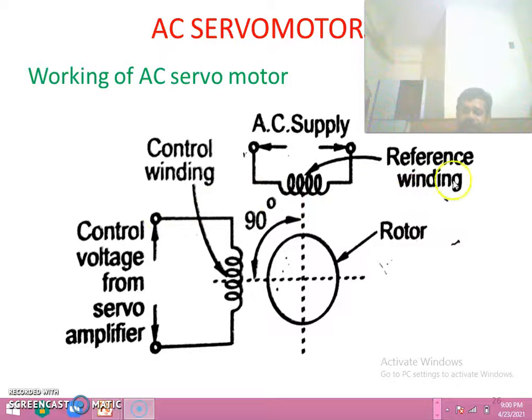One is the reference winding, to which we will be giving AC supply, and another is the control winding, to which we will be giving control voltage from the servo amplifier. So it is having a rotor.